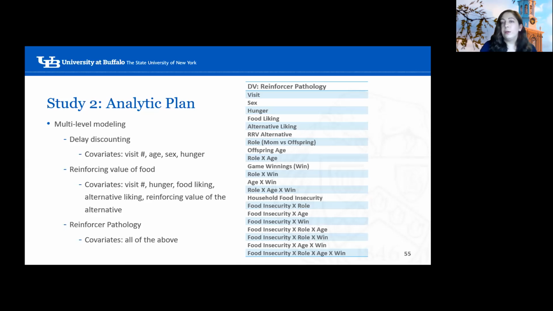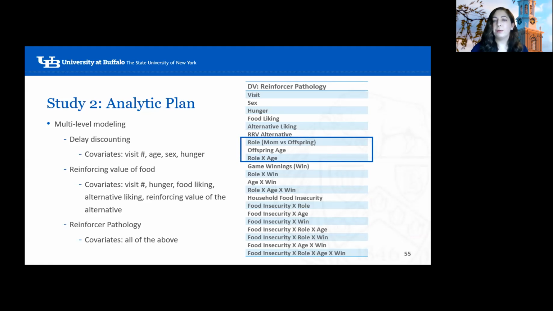In this study, I used multi-level modeling for dyadic data, which allowed me to look at the repeated measures, account for missing values, and control for the natural interdependence between parents and offspring. The covariates for each dependent variable, delay discounting, reinforcing value, and reinforcer pathology, which combines the two, was chosen based on the previous research. I did a number of different models for this study. I'm showing you the largest one here, and I'll draw your attention to a few things.